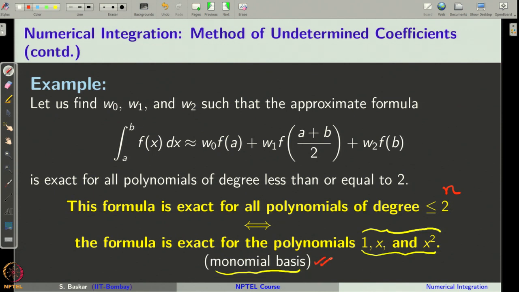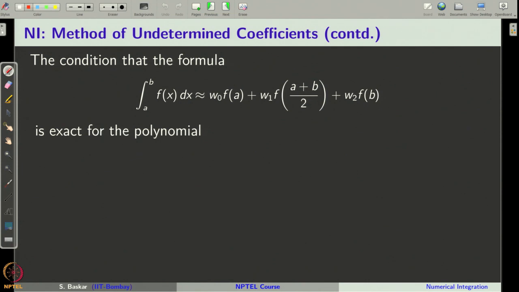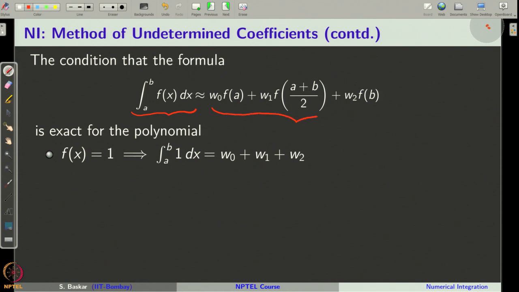Now, instead of applying this condition on some general polynomial of degree less than or equal to 2, you can apply this condition on each member of the monomial basis. That is the idea. Remember, if you apply this condition to each of these polynomials, you will get a linear equation for each polynomial. So, that is the way to get a system of linear equations. Now, let us see how to do that. Remember, this is the integral that we want to evaluate, and this is the quadrature formula that we are proposing to approximate the value of this integral.